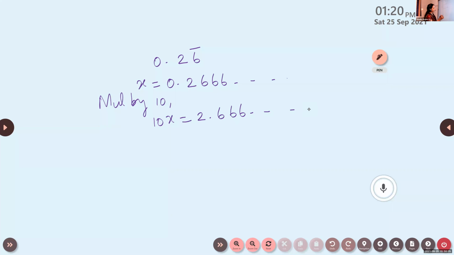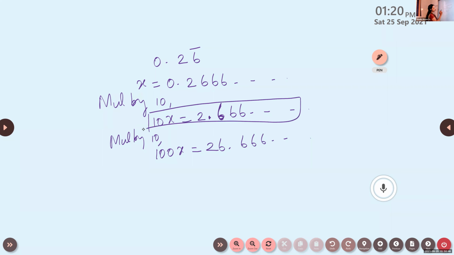Now look at this number. 6 is the repeating digit. Only one digit is repeating. So again, you multiply by 10. So when you multiply by 10, you'll get 100x is equal to 26.666. So now, which one you should subtract?